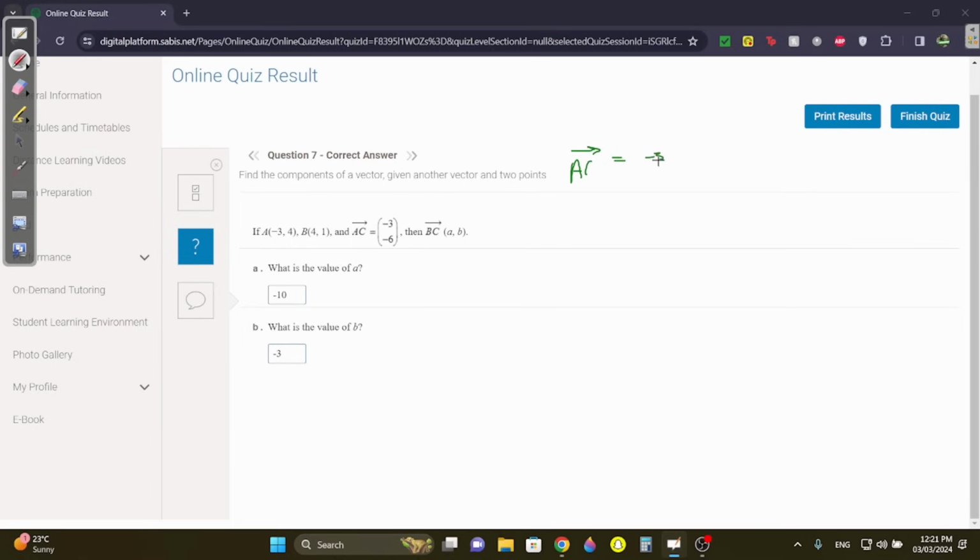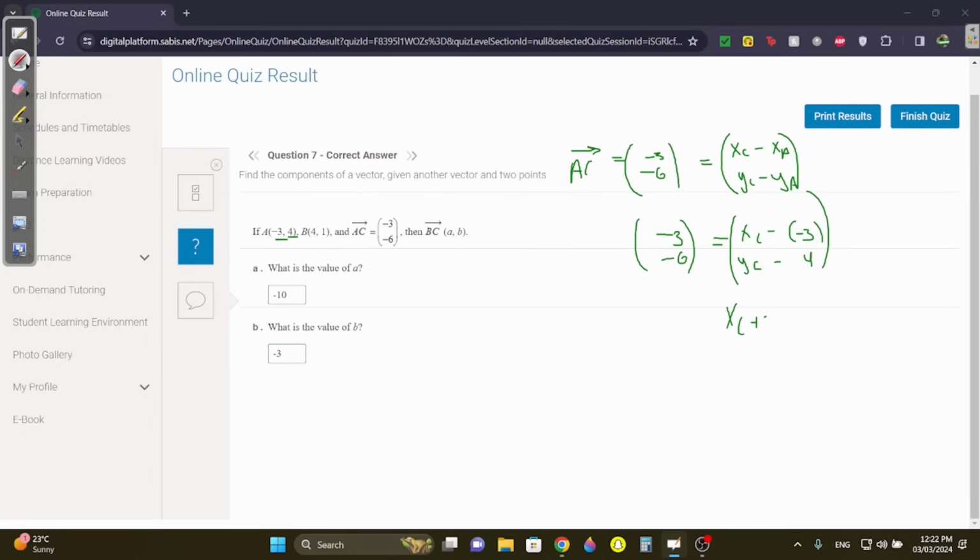AC is given as minus 3, minus 6. What is AC? It's equal to x of C minus x of A, y of C minus y of A. Do we have x of A and y of A? Yes, we do. Minus 3, minus 6 equals xc minus x of A, which is minus 3, and then y of C minus y of A, which is 4. Can you solve this? Yes, you can. So xc minus minus 3, which is plus 3, equals minus 3, and yc minus 4 equals minus 6. Take 3 to the other side, you get x of c is minus 6. Take minus 4 to the other side, you get y of c is minus 2. So c is minus 6, minus 2. Let's put c here as minus 6, minus 2.